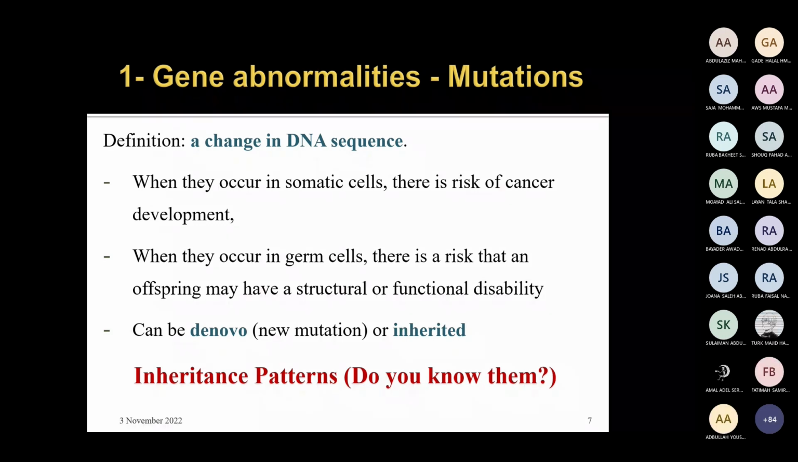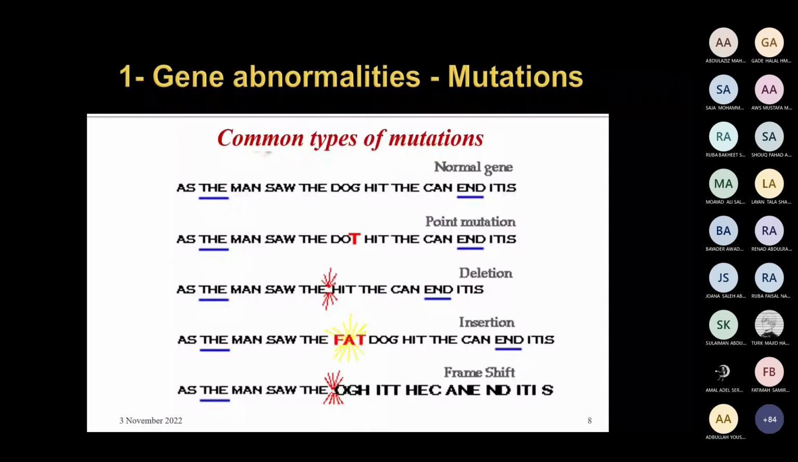Mutations, which are differences or changes in the DNA sequence, sometimes occur in the somatic cells, and these may result in cancer development. They might occur in the germ cells, and there is a risk that offspring will have structure and function disabilities, which means the inheritance of the disorder. But sometimes these changes happen de novo, as new mutations in the germ cells, and later on become inherited. So this is a very nice illustration of how mutations happen, or the types of mutations.